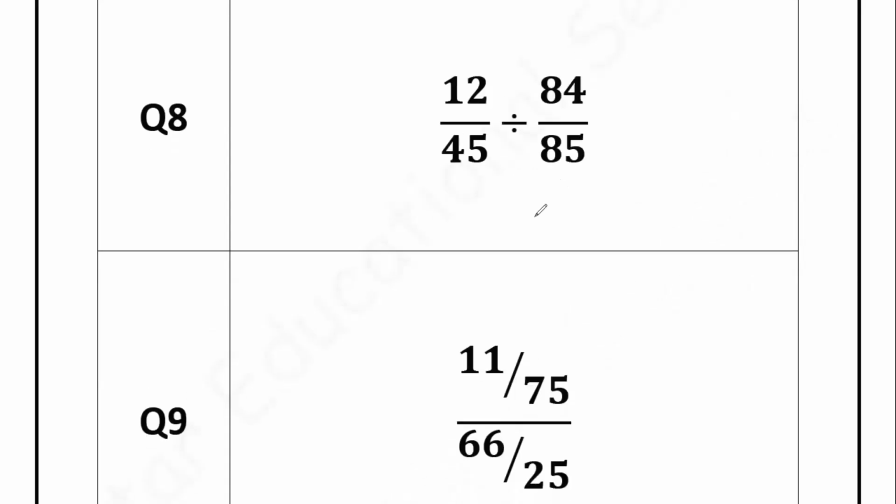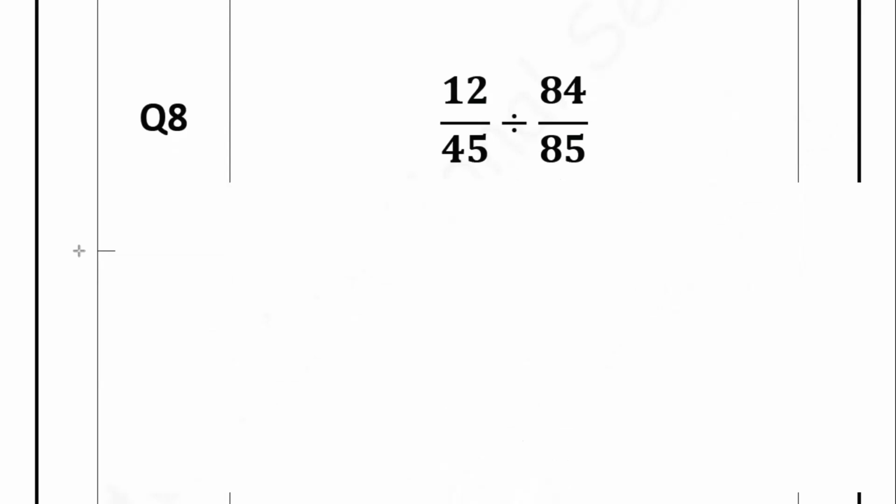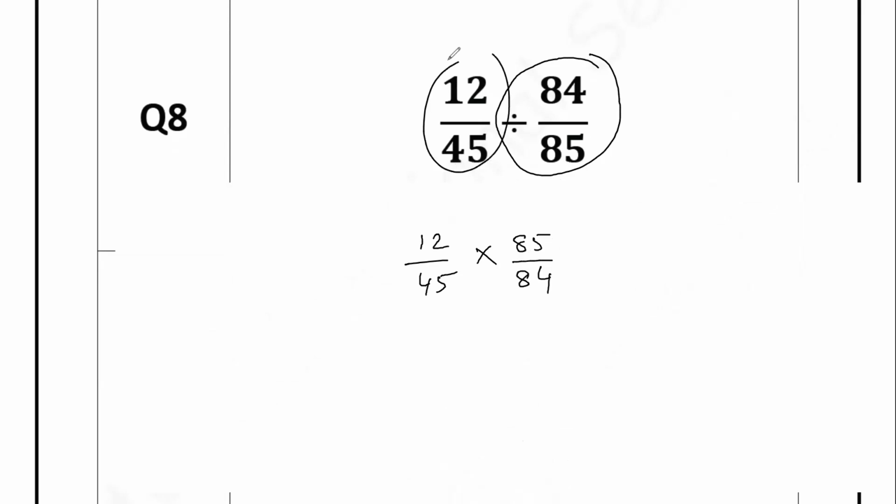Okay. So that one, we rewrite it as 12 over 45. Flip it. Remember, when you're flipping, it's always the second part that you flip. So don't flip this one. Do not flip this one. Leave that as it is and flip this part. And remember, you got to put a multiplication sign.